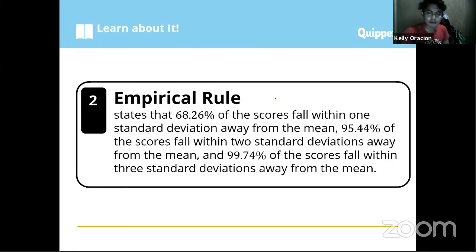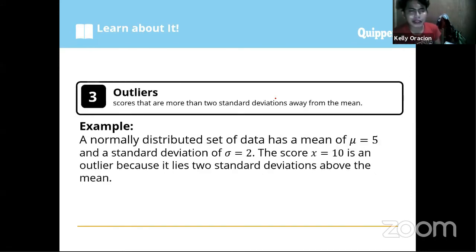Next, outliers. Scores that are more than 2 standard deviations away from the mean are what we call outliers. Example: a normally distributed set of data has a mean of 5 and a standard deviation of 2, and the score is 10. Then 10 is an outlier because it lies 2 standard deviations above the mean.